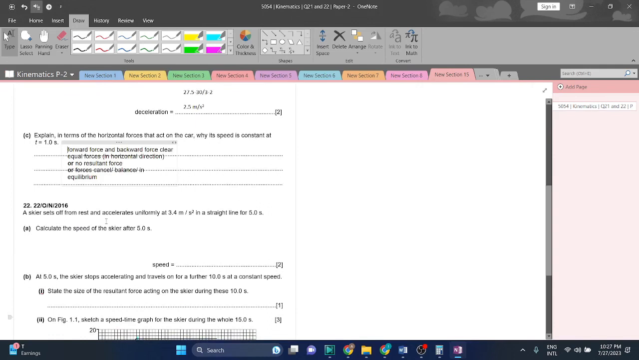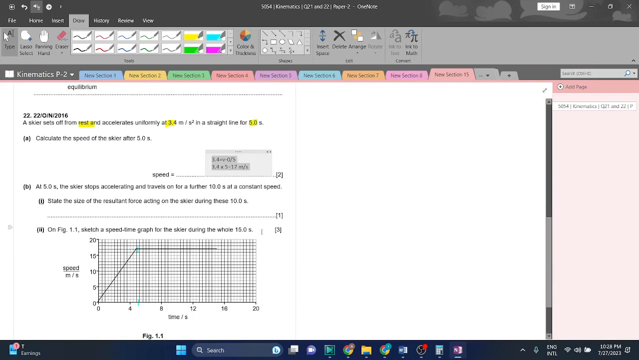Question 22. A skier sets off from rest and accelerates uniformly at 3.4 meters per second squared in a straight line for 5 seconds. Calculate the speed of the skier after 5 seconds. We have the acceleration, a equals (v minus u) divided by t. The initial speed u is 0 because the skier sets off from rest. So v is 3.4 times 5, which gives 17 meters per second.